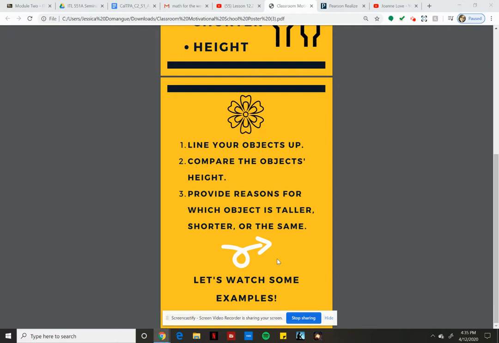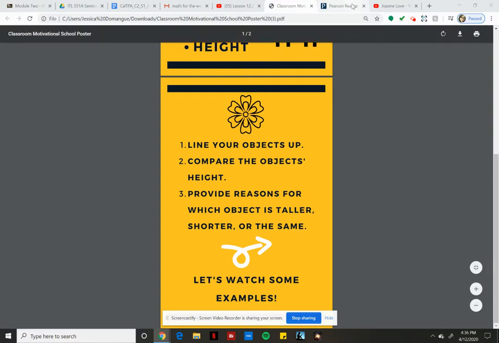When I stand up, I am taller than a chair. The table is taller than the sofa. The pillow is shorter than the sofa if I stood it up next to each other. So those are examples of how I'm providing reasons for which object is taller, shorter, or the same. Because scholars, in our example, in our rainbow fish video that we're going to watch, you might see an example of something that is the same. So let's go check out those examples.